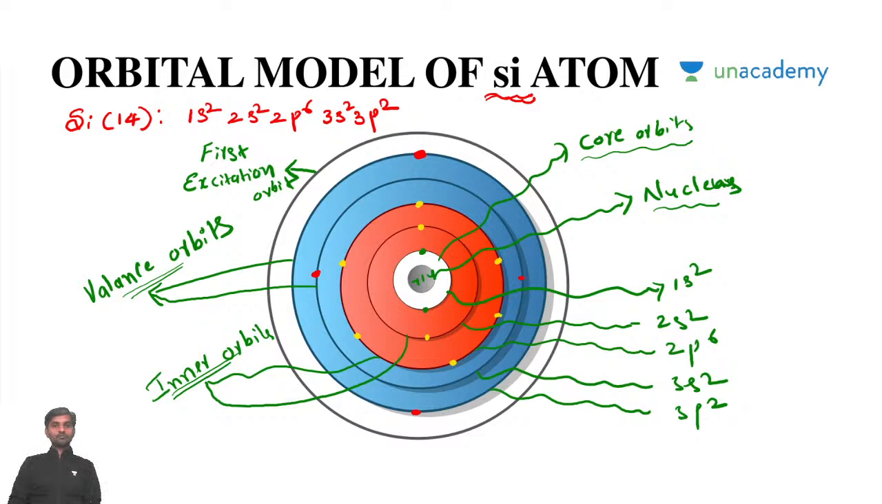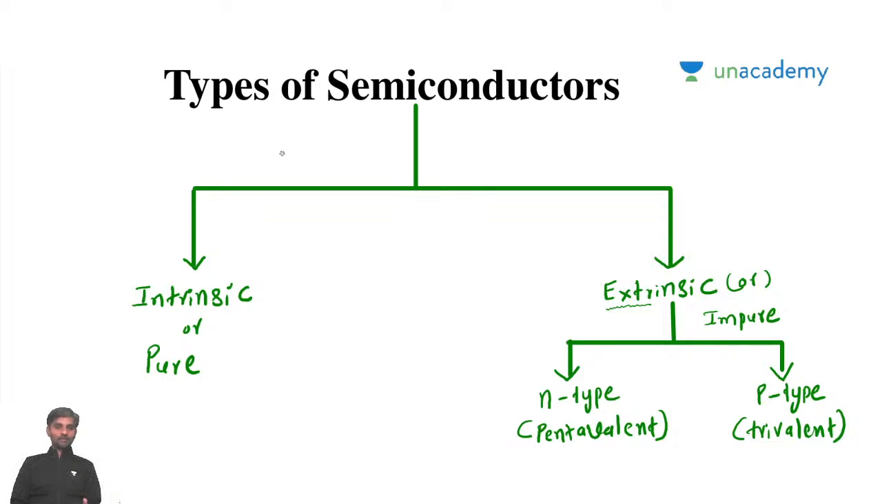I think we have also discussed types of semiconductors. There are two types: intrinsic semiconductor and extrinsic semiconductor. Intrinsic means the pure form of semiconductor, and impure means you are adding some other pentavalent or trivalent impurities to it. Then we call it an extrinsic semiconductor. As I told you, extrinsic means externally something is added.